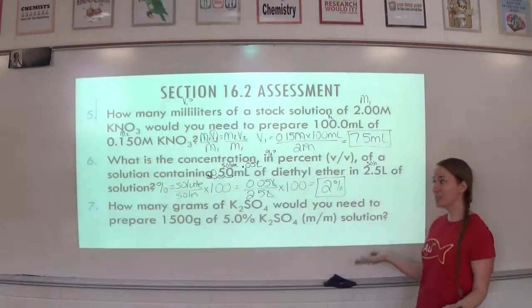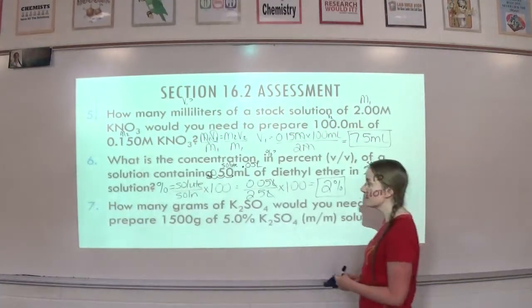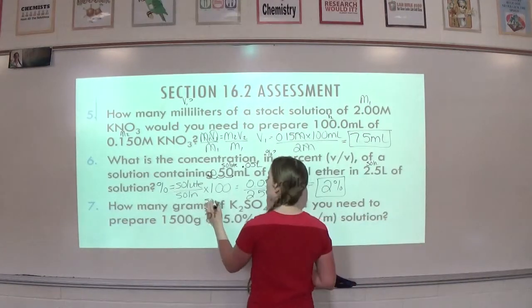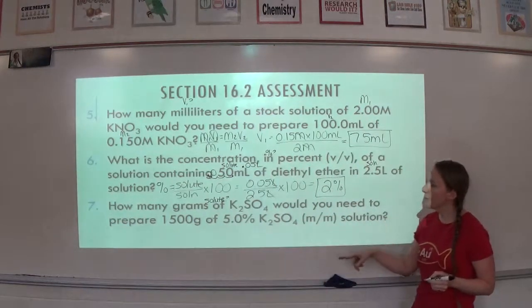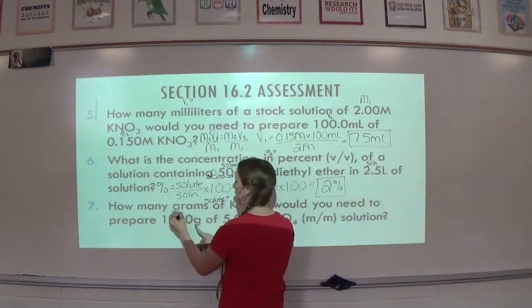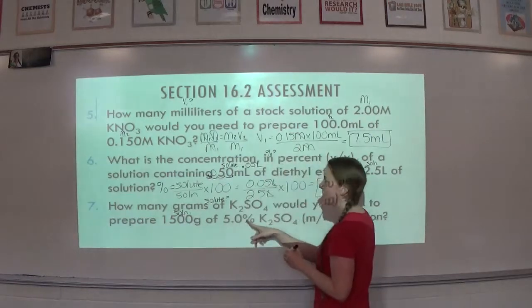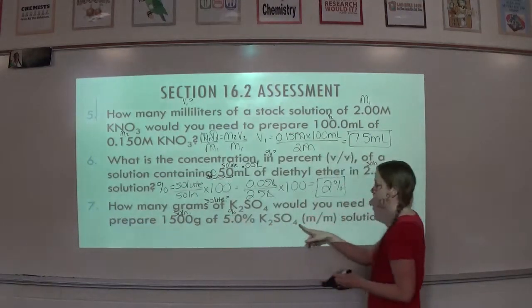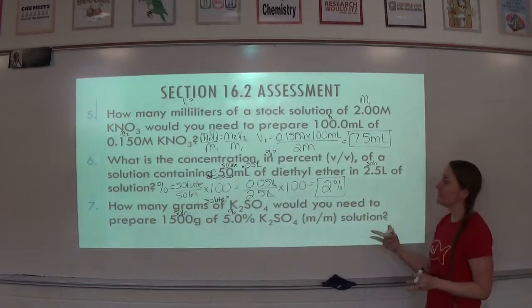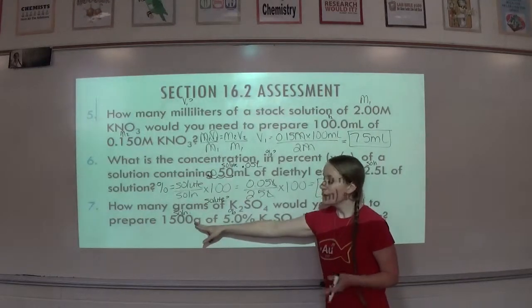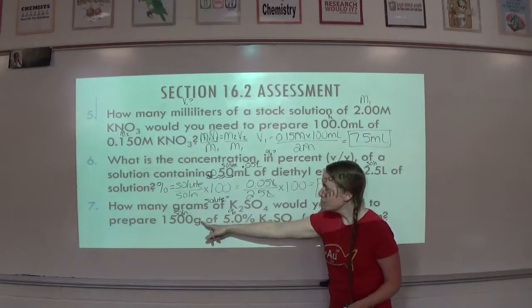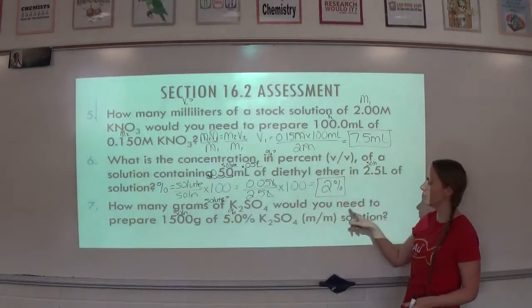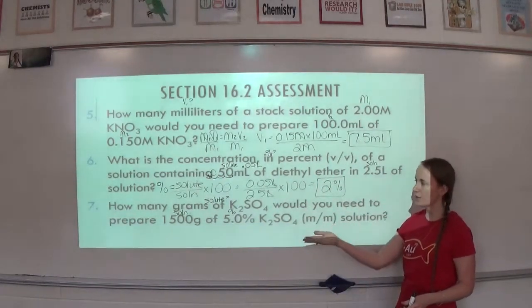All right, and then last one. So it says how many grams of K2SO4. So here I'm looking for my solute. Would you need to prepare 1,500 grams, there's my solution, of 5%, there's my percent, solution. Okay, so see, again, if you didn't realize that 1,500 grams was solution, if you're thinking, well, how did you know that? If you just keep reading, 1,500 grams of 5% K2SO4 solution. That's how I know that one's solution.